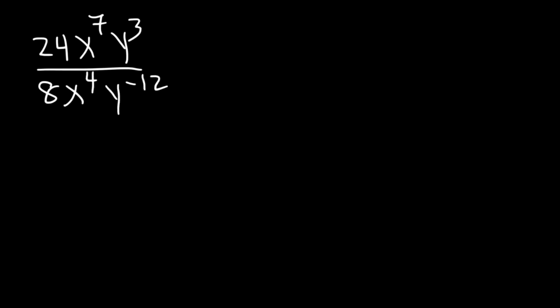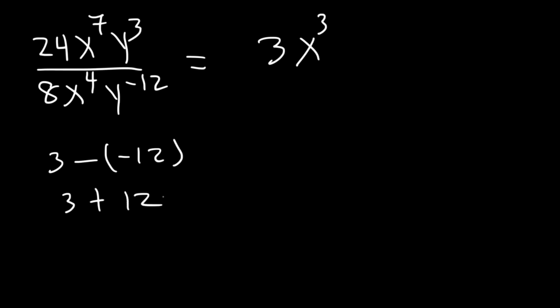Try this problem. What is 24x to the 7th y to the 3rd divided by 8x to the 4th y to the negative 12? So in this case, we need to divide. 24 divided by 8 is 3. x to the 7th divided by x to the 4th is x cubed. 7 minus 4 is 3. And for the y variables, we need to subtract. 3 minus negative 12 is the same as 3 plus 12. So this becomes y to the 15th. And so that's the answer.